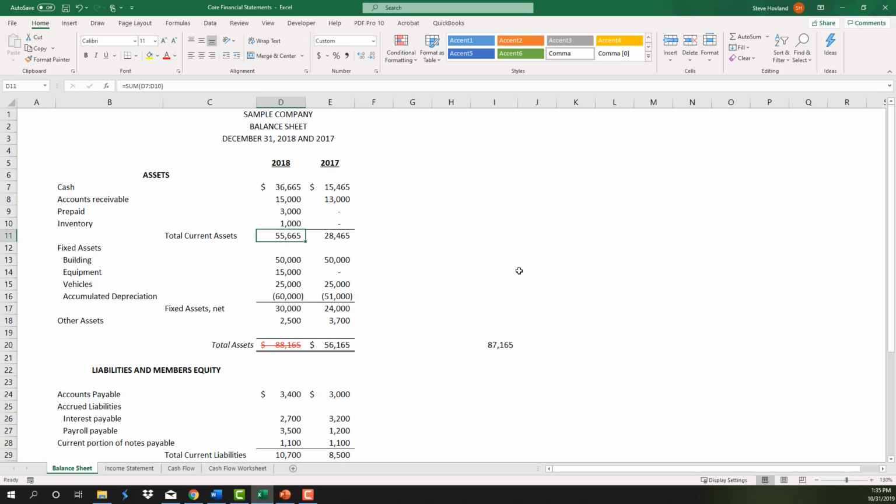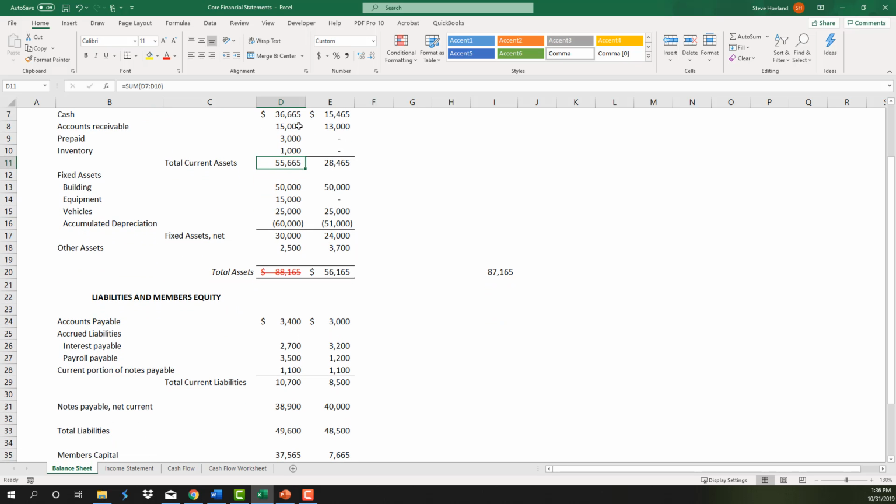Now, keep in mind, I'm hard entering these into the statements so that you can see them flow through. Normally, you would input these into the respective modules in your accounting software and they would flow through here. You wouldn't hit the actual statements themselves. I'm just doing this so you can see how everything flows through. So don't try to hard enter stuff into your actual financials.